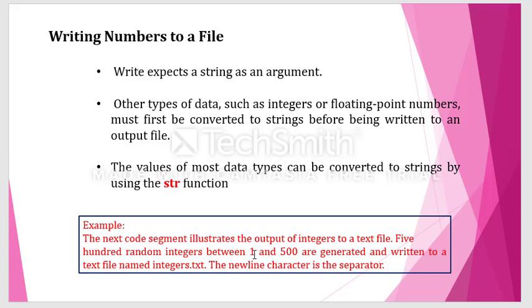So a random number will be generated between 1 and 500 and that number will be stored in the text file called integers.txt.